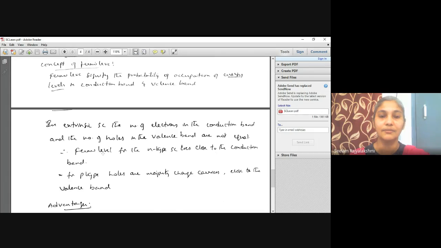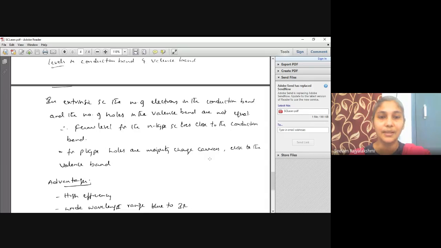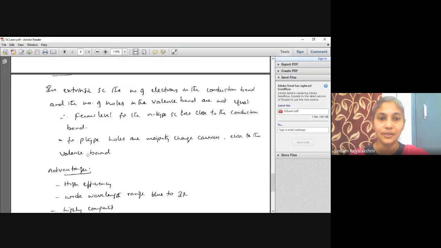Therefore, the Fermi level for the n-type semiconductor lies close to the conduction band. And for the p-type, holes are the majority charge carriers, so the Fermi level is close to the valence band.